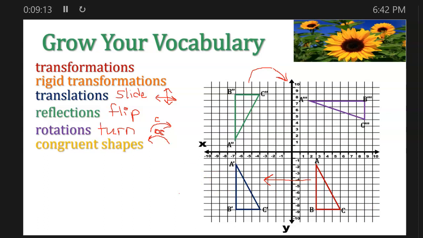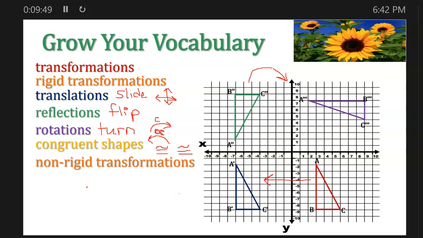Our next word is congruent shapes. Congruent shapes are the result of when we do a rigid transformation. A congruent shape just means a shape that's equal to the other shape. And basically, it's equal in size, angle measurements, and side lengths. So this is the symbol. It's basically an equal symbol with a little squiggly line on top. That's the symbol for congruent. And it just means equal, identical.